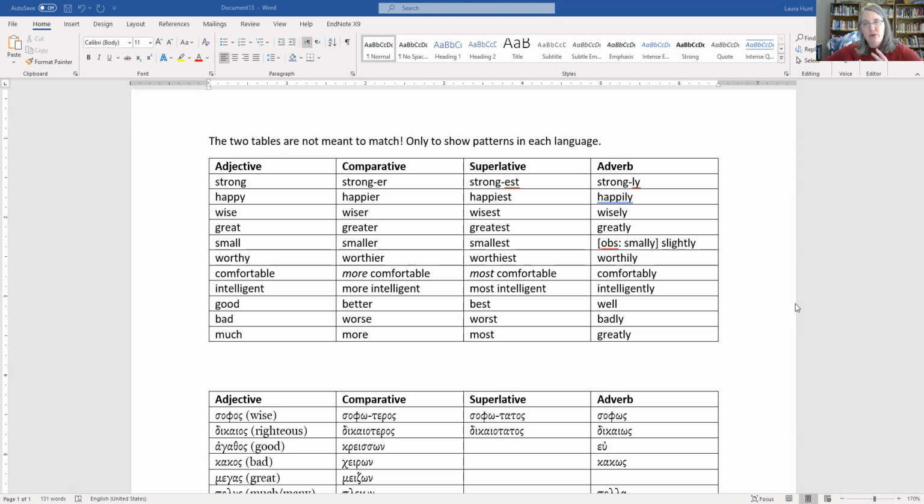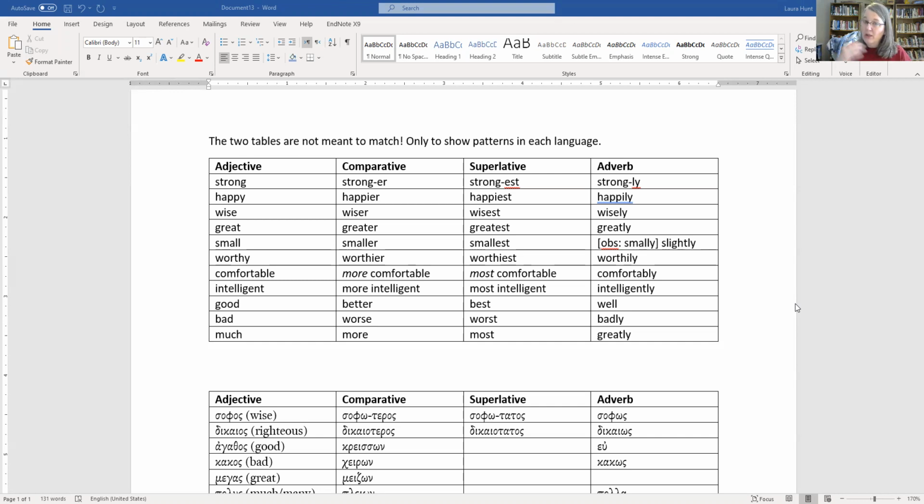Note that the adverbial form is kind of in a separate category because the adverbs modify verbs, so they're going to look completely different when you run into them in the sentence. But they're formed on the same root. That's why they get lumped together. Okay, so we have strong, stronger, strongest, and then strongly. We have happy, happier, happiest, and then happily. We have wise, wiser, wisest, and then wisely. We have great, greater, greatest, and then greatly.